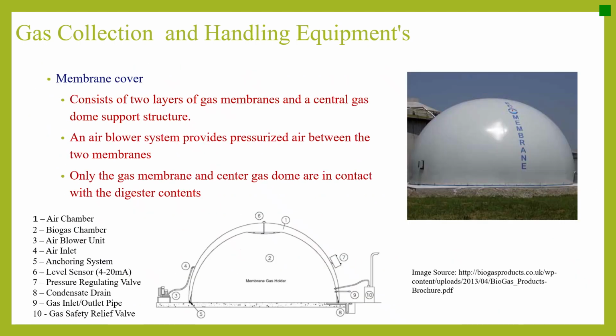Membrane cover. It consists of two layers of gas membranes and a central gas dome support structure. An air blower system provides pressurized air between the two membranes, and only the gas membrane and central gas dome are in contact with the digester contents. This is an image of a gas membrane cover, and these are different components of a gas membrane cover system.